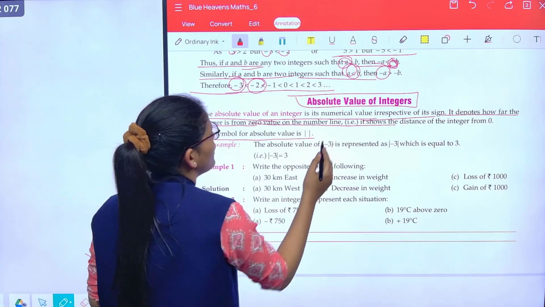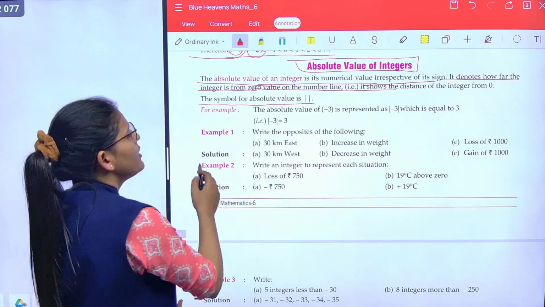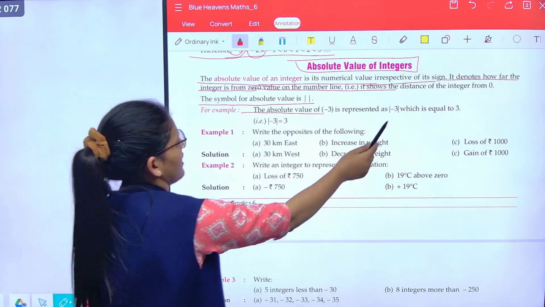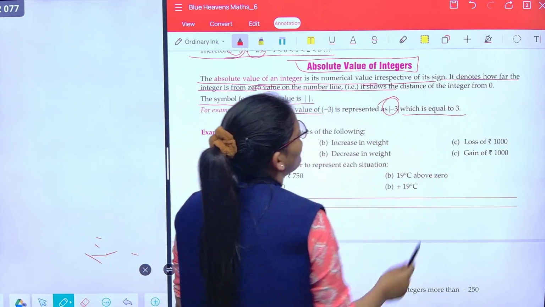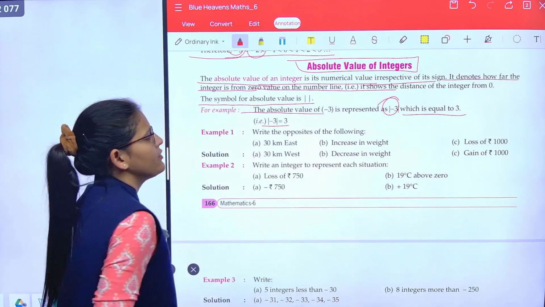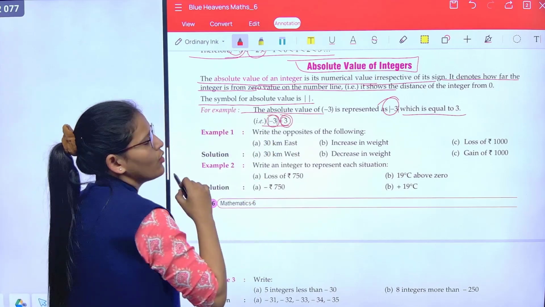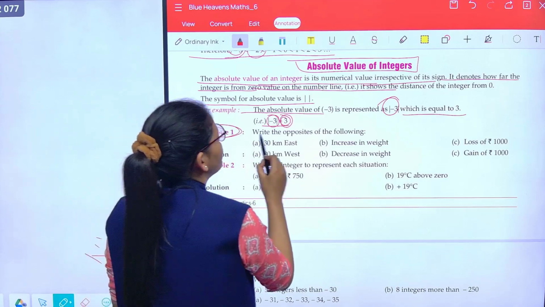The symbol for absolute value is this. For example, the absolute value of minus 3 is represented like this, which is equal to 3. When this sign is applied, the minus sign disappears. So it is 3.